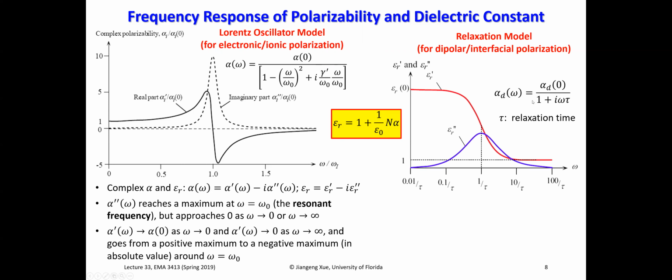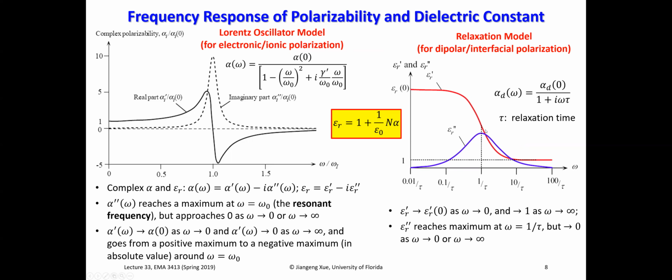And so when you look at the overall response, the dielectric constant goes through a high to low transition around 1 over tau for the angular frequency. And for the imaginary part, it also has a peak, similar to the resonant peak for the Lorentz oscillator model, but the frequency for that peak corresponds to 1 over tau for the angular frequency. Again, going away from that frequency, you see the imaginary part goes to 0 on either end. So this is the general behavior of the relaxation model.